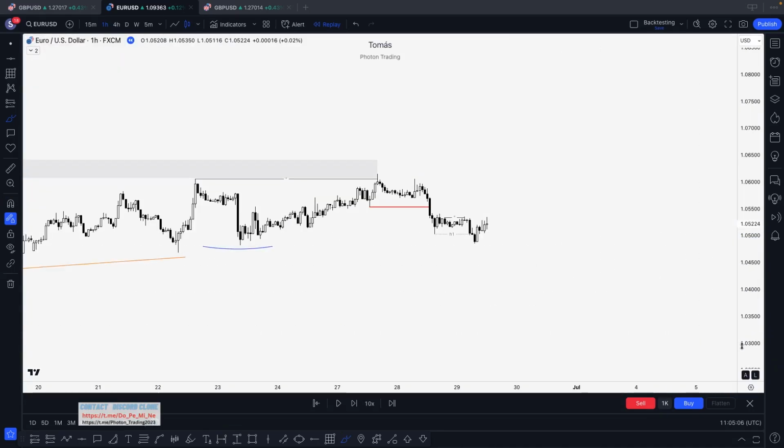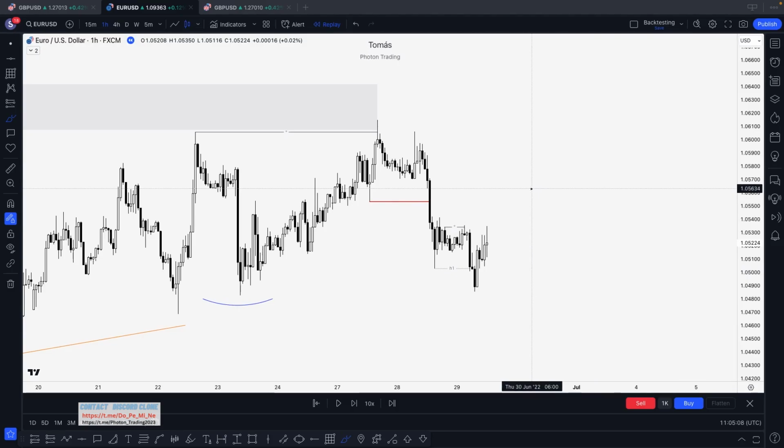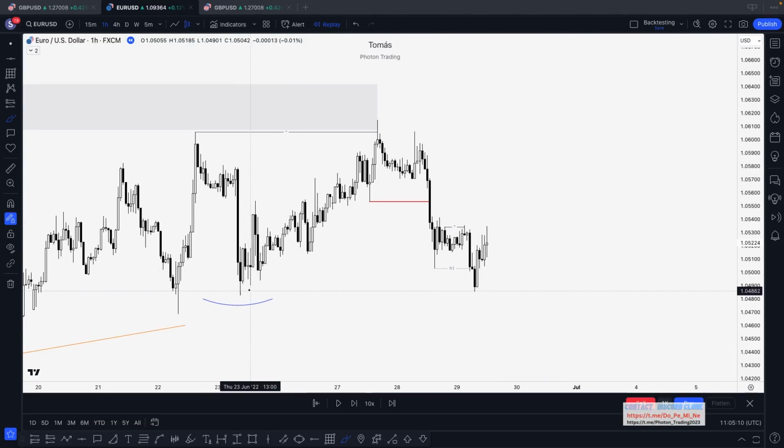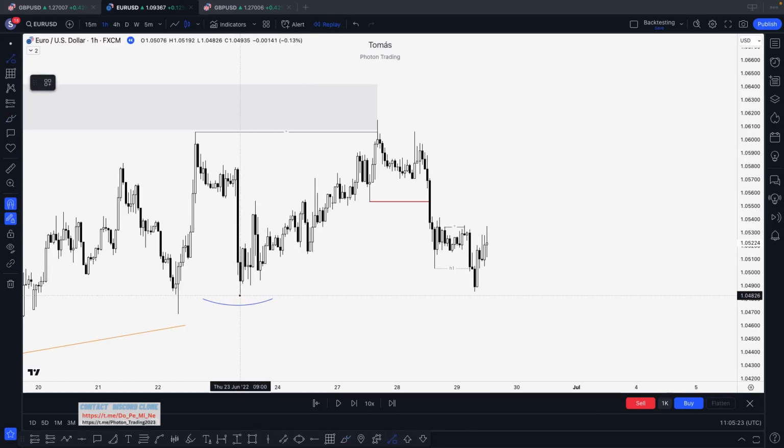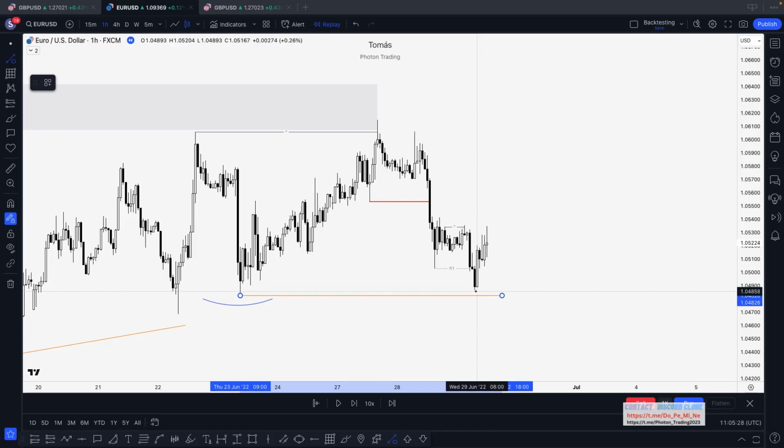If you drop to the H1, you can see how clean it is. This low here failed to take out the high, choch bearish on the H1. It looks more like even a strong internal BOS bearish, to be honest. Super clean shift, and then we know that this low is weak and the objective is not completed yet.